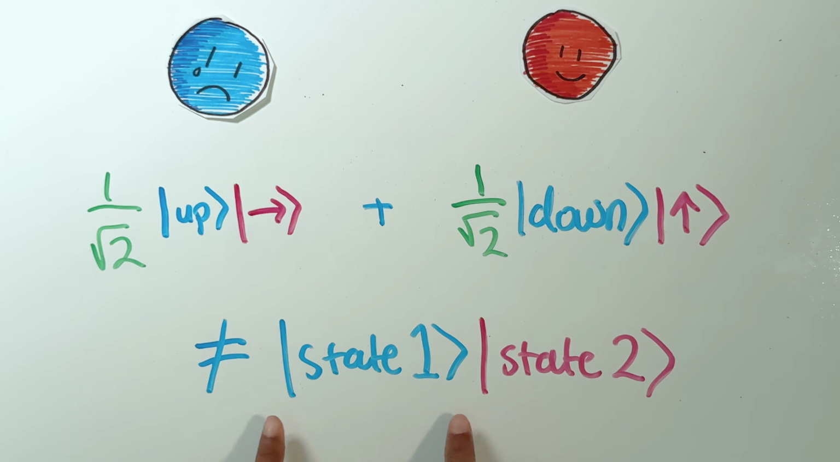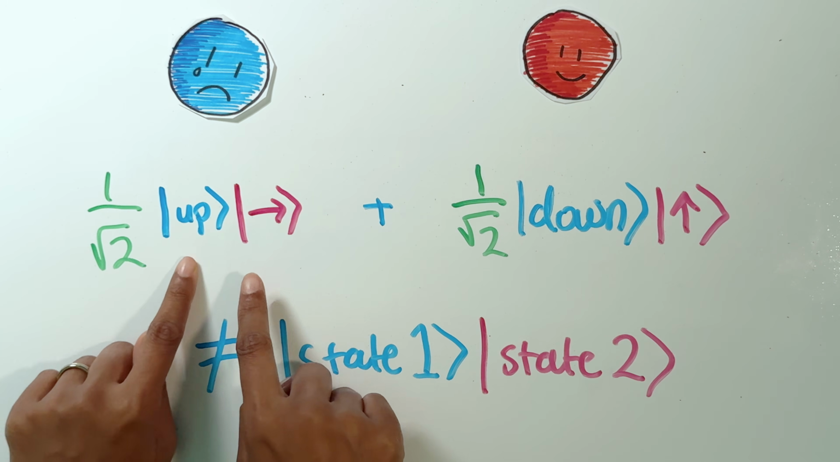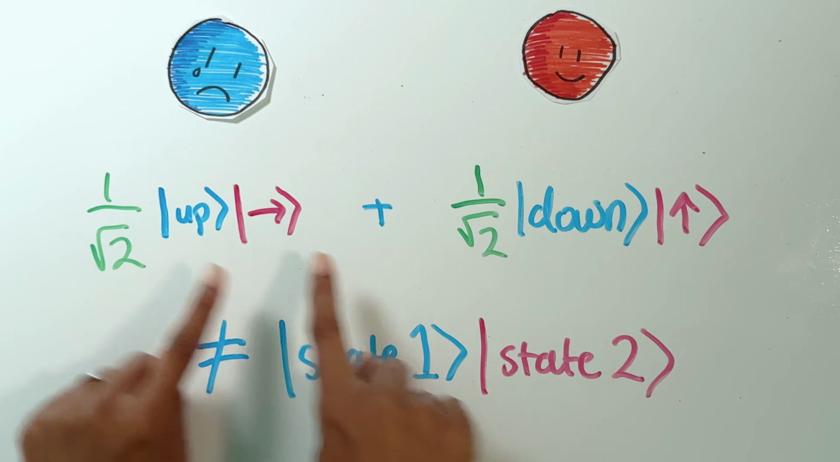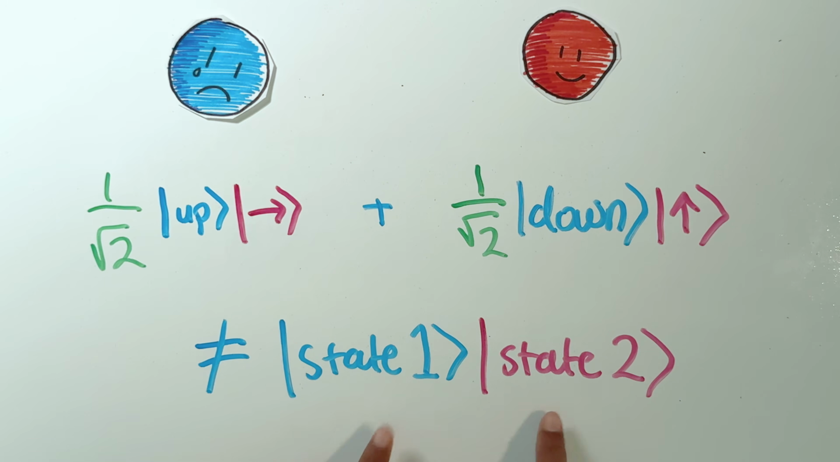You can't just say the state of particle 1 is this and the state of particle 2 is this independently. Instead, you have to write it in some way like this, where there's something for particle 1, something for particle 2, plus something else for particle 1, something else for particle 2. But sometimes it's not that obvious when a state is entangled or when you can actually write it in a factorized form like this. So here's an example.